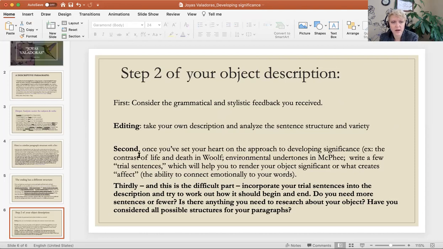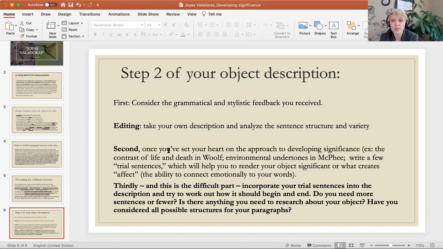Then, second step would be to say, once you've kind of set your heart on the approach of developing the significance of your object, so for example, in Wolf, there's a kind of overarching theme of the contrast between life and death. You have environmental undertones in McPhee's piece, etc. You can write a few trial sentences which will help you to render the object significant to your reader. So not just to you, but you have to consider affect. You have to think, how does the text I'm crafting create the possibility of other humans connecting to it emotionally? And then once you draft some thoughts and write down some sentences, then this is the really difficult part. How do you start to think about incorporating those sentences into a piece that gives more context and significance?